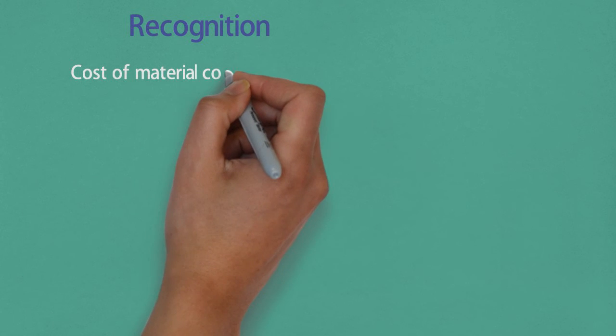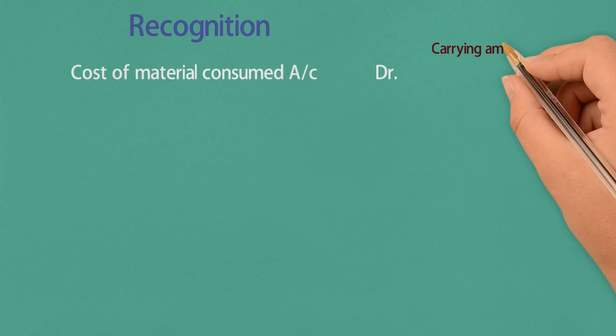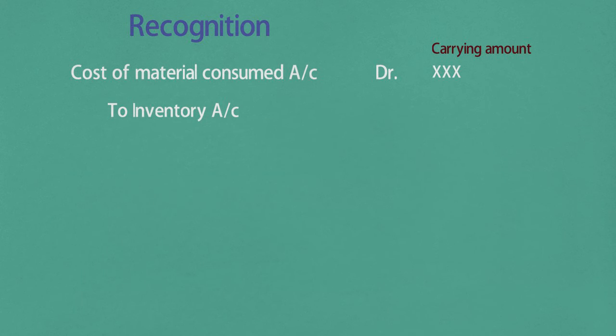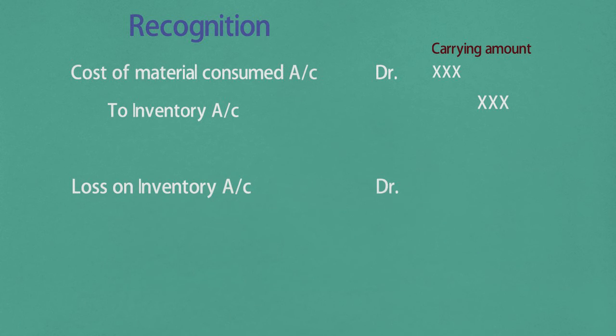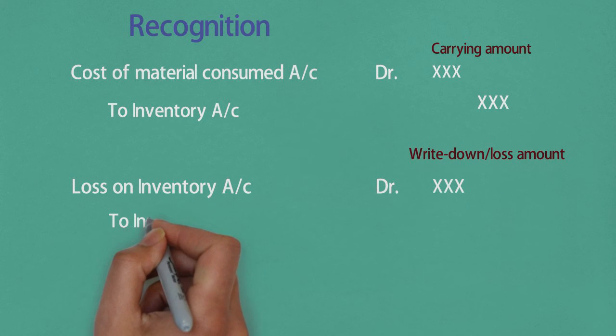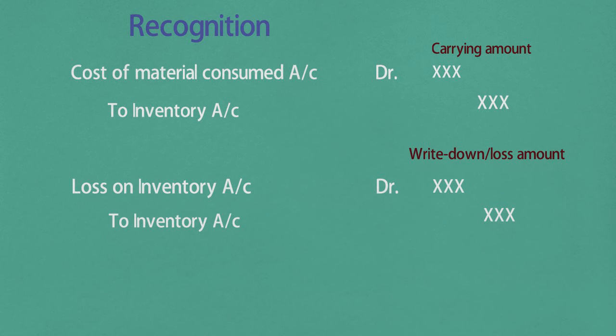Ind AS 2 requires carrying amount of inventories to be recognized as an expense in the period in which related revenue is recognized. A matching concept. The write down in inventories to its NRV or any loss on inventories is also recognized as an expense in the period in which such write down or loss occurs.